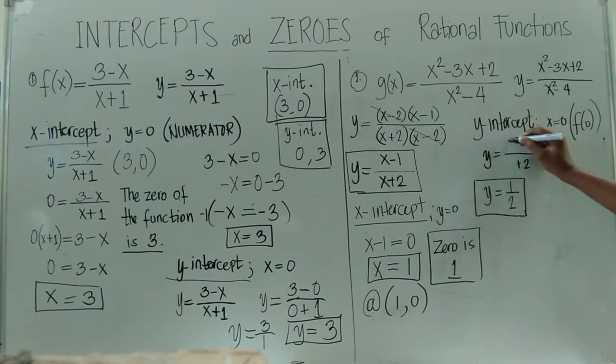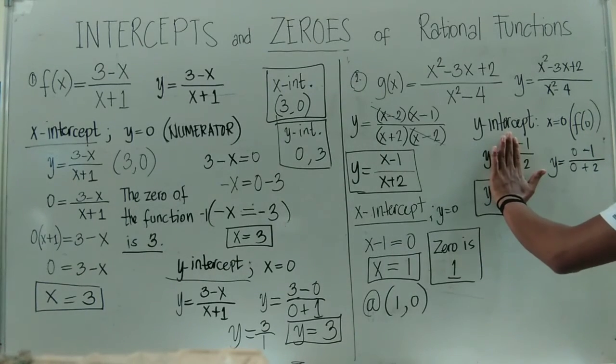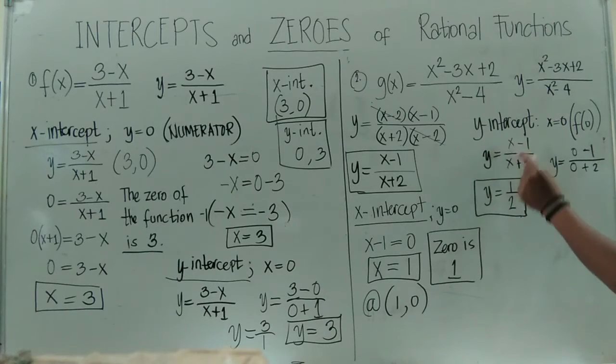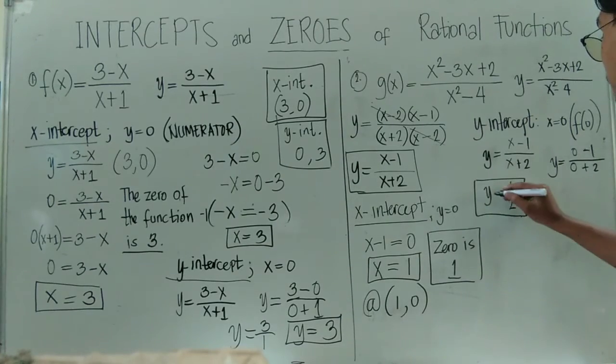So again, y is equal to x, which is 0, minus 1 over 0 plus 2. So x was eliminated. Or just cover your x. The remaining will be negative 1 over 2.